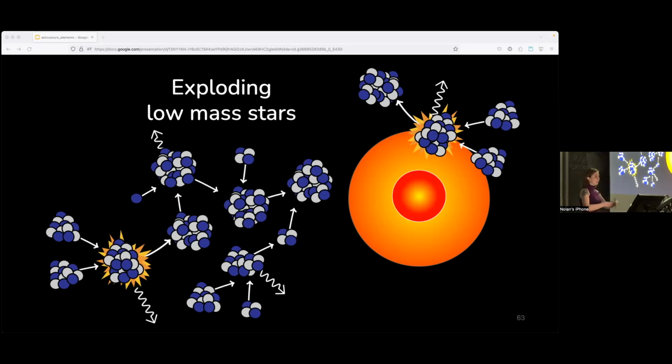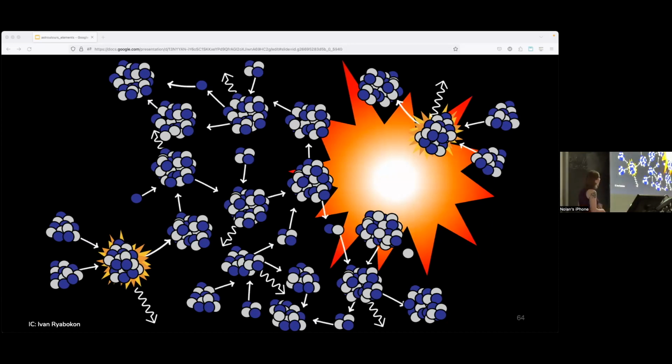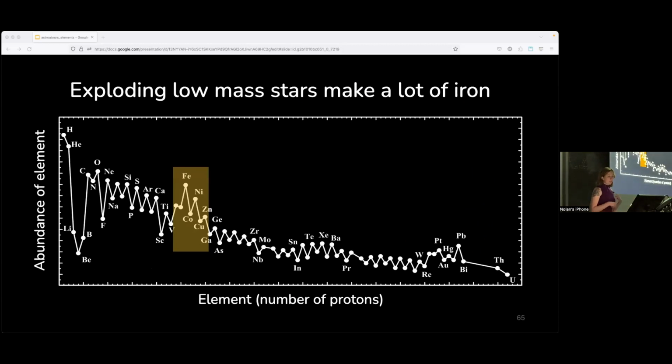And as this carbon flame starts to propagate through the star, we start getting all of these reactions that are feeding each other, making heavier and heavier elements as they go. And we get this big network of reactions that end up going all the way through the star until it completely explodes. Nothing is left behind by these stars. And as they are exploding in this process, these guys make a lot of iron. Again, these are the abundances of elements in the solar system. You can see there's a really big spike there. And a lot of that spike is coming from these low mass stars.